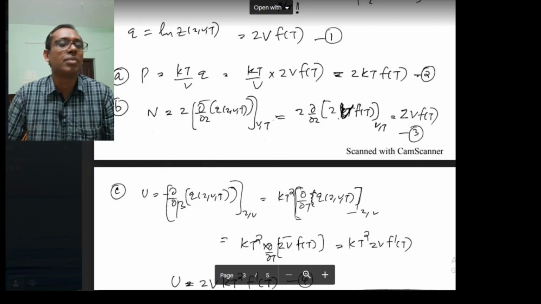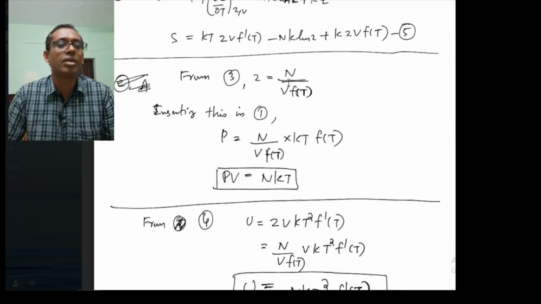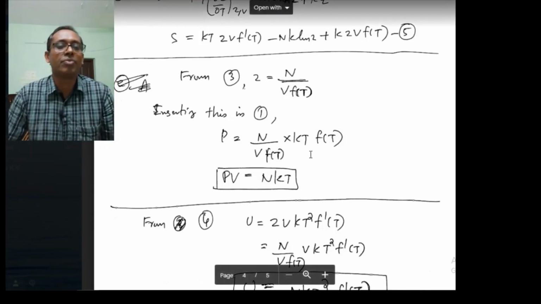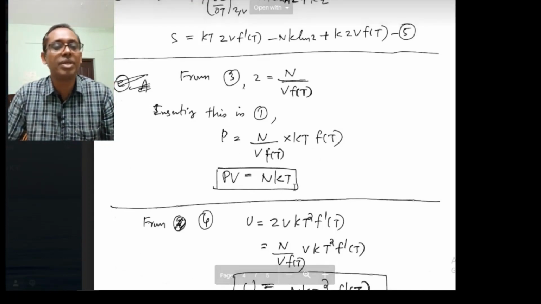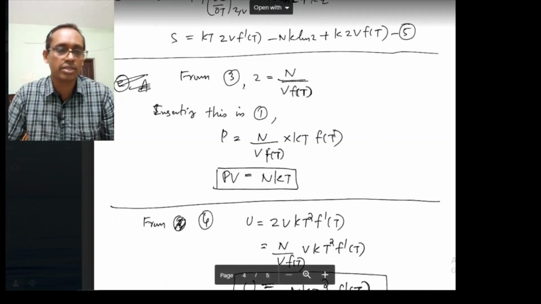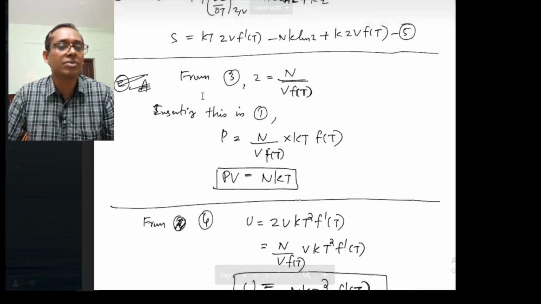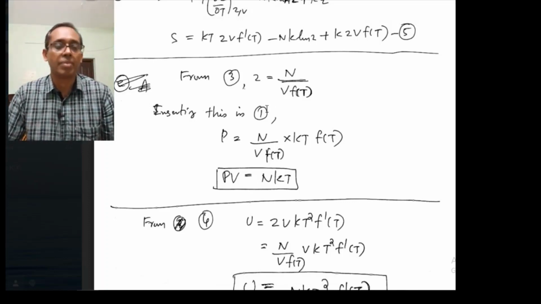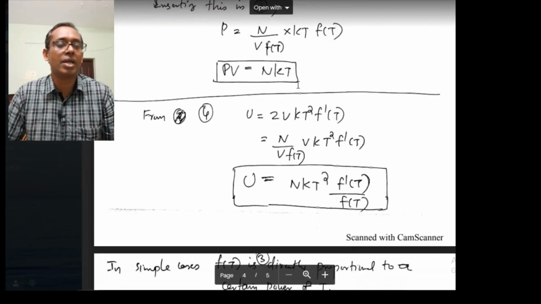So I determine the pressure. For z I am giving N over Vf(t). So the pressure will be kT will be there, f(t) will get cancelled, so PV will be equal to NkT. This is the ideal gas equation. So we are obtaining this in the grand canonical formalism. PV is equal to NkT.